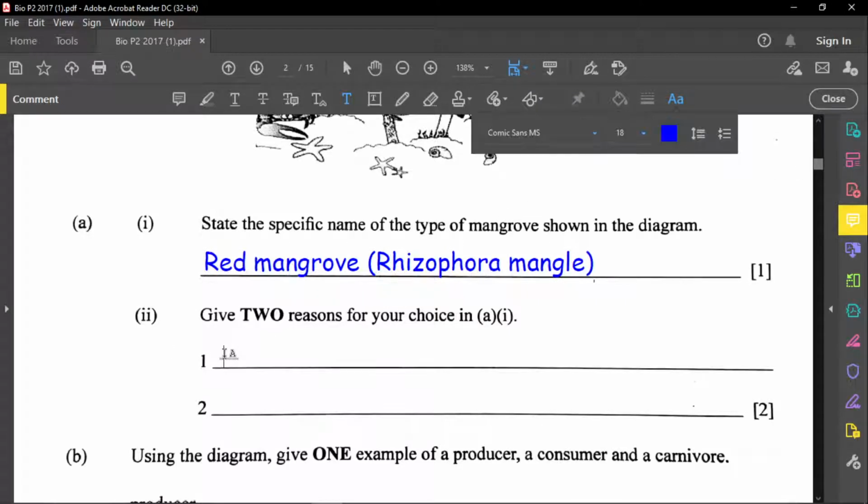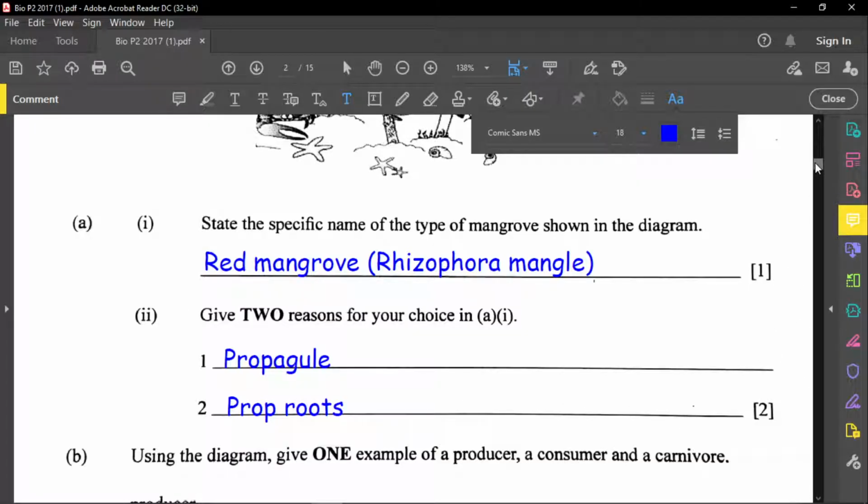And so one of them is the type of fruits that are shown on the plant, and those hanging things with the root coming out of it, because the fruit is germinating on the plant. And so those fruits, germinating fruits, are called propagules. So you see propagules present, and the type of rooting system, you will see that the roots will be prop roots. So these are the 2 things that are present on the plant to tell you that it is a red mangrove.